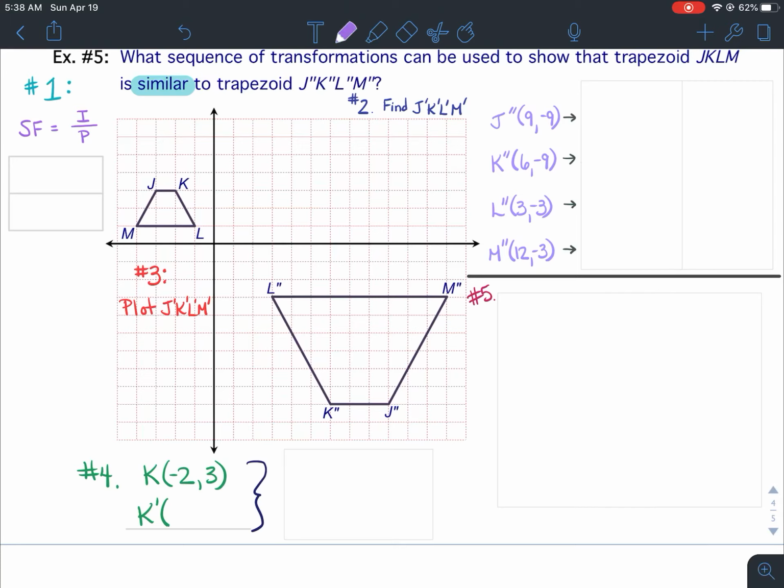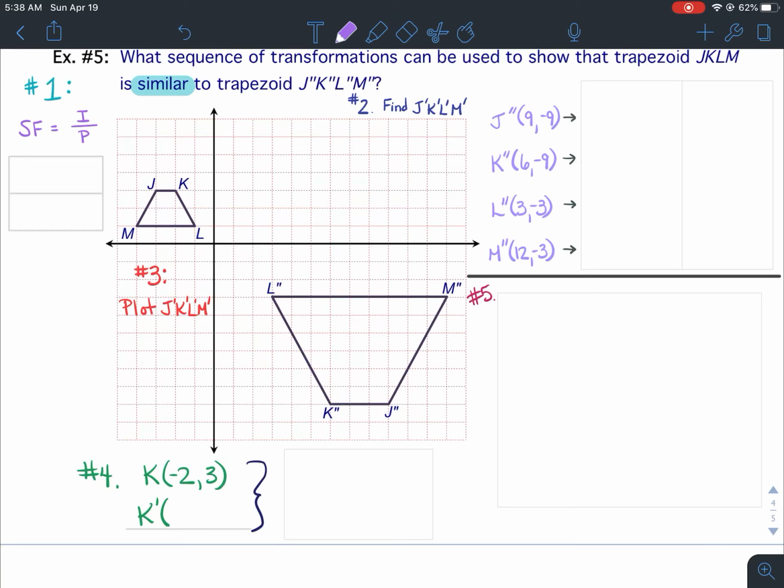Okay, if it's similar, that means a dilation had to occur. Well, if you look at the two figures, clearly a dilation has occurred. One is definitely larger than the other. So when there's a dilation, we work backwards. We work backwards by first finding the scale factor. And the scale factor is the ratio of the length of the image to the length of the pre-image.